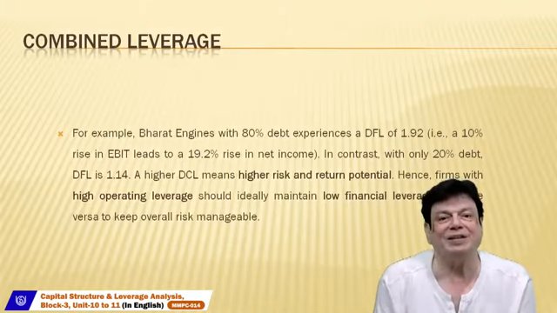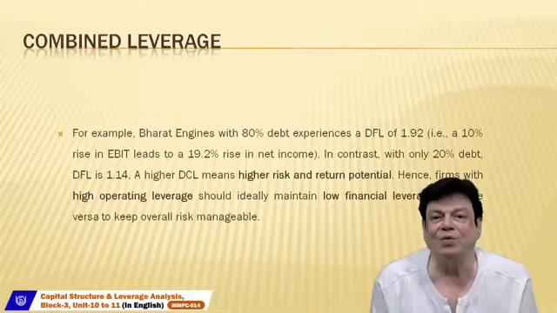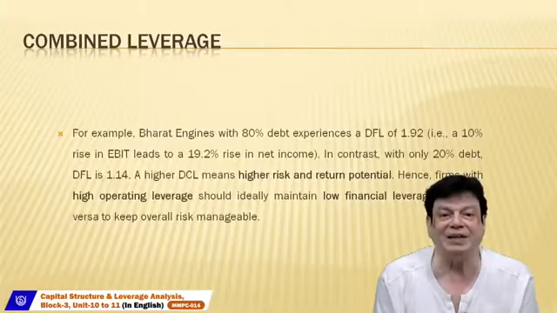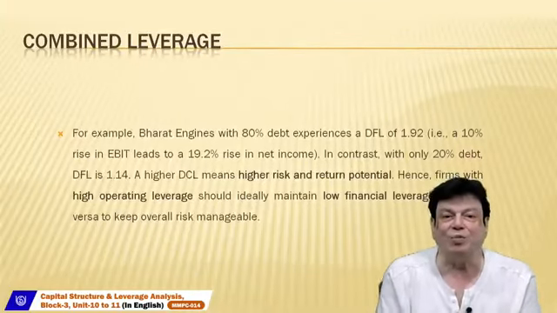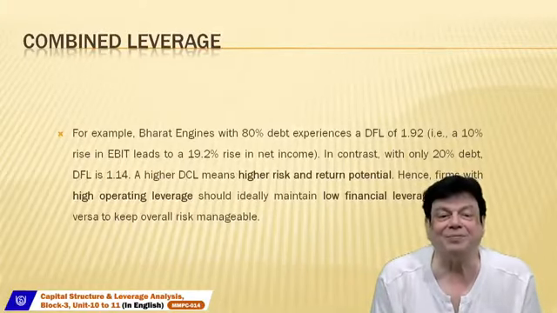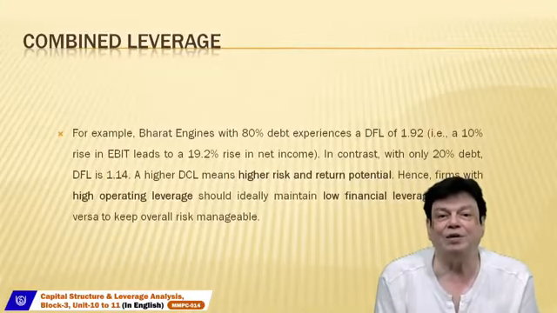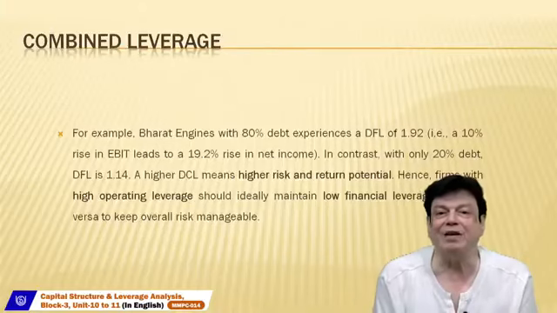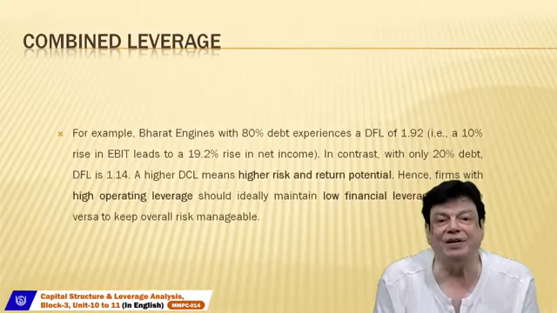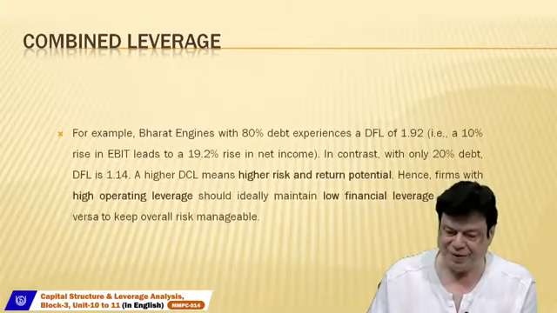So, Bharat Engines with 80% debt experiences a DFL of 1.92, that is, a 10% rise in earnings before interest and tax leads to a 19.2% rise in net income. In contrast, with only 20% debt, DFL is 1.14. A higher DCL means higher risk and return potential. Hence, a firm with high operating leverage should ideally maintain low financial leverage.